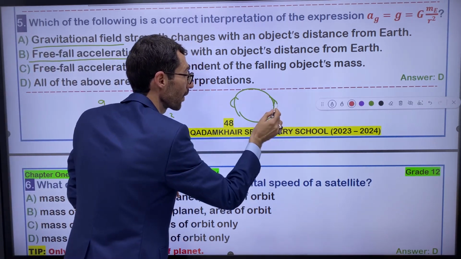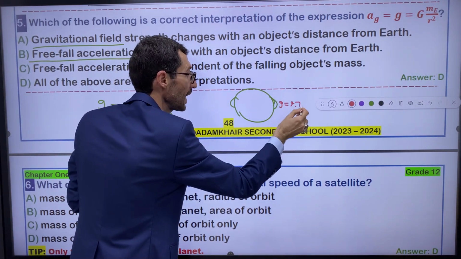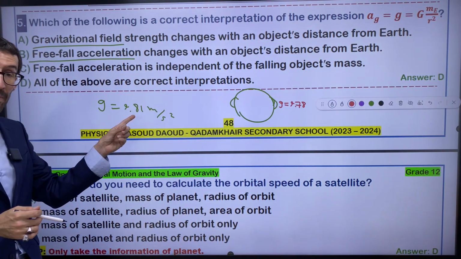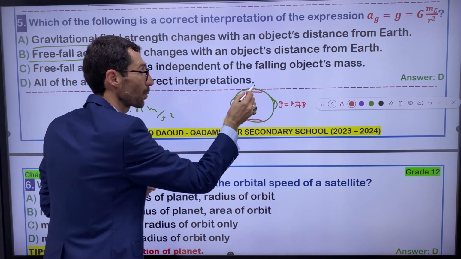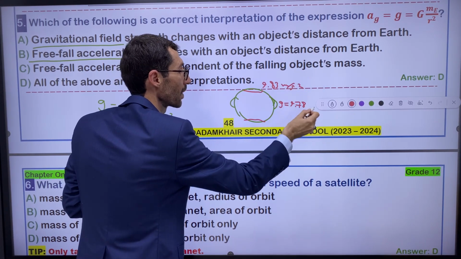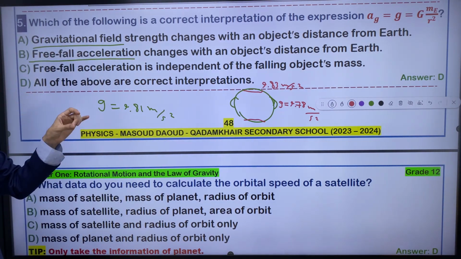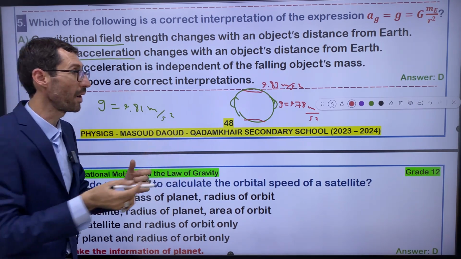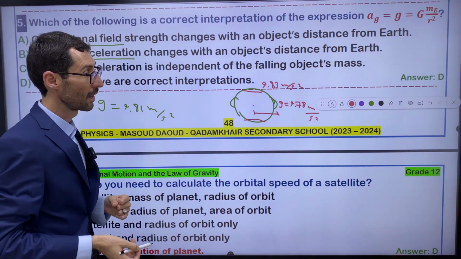So the acceleration due to gravity is equal to 9.78 meters per second squared at the equator. So it reduces, right? It's not the same number. But at the poles, we have 9.83 meters per second squared. So by changing the position of an object relative to the center of Earth, the gravitational force changes.